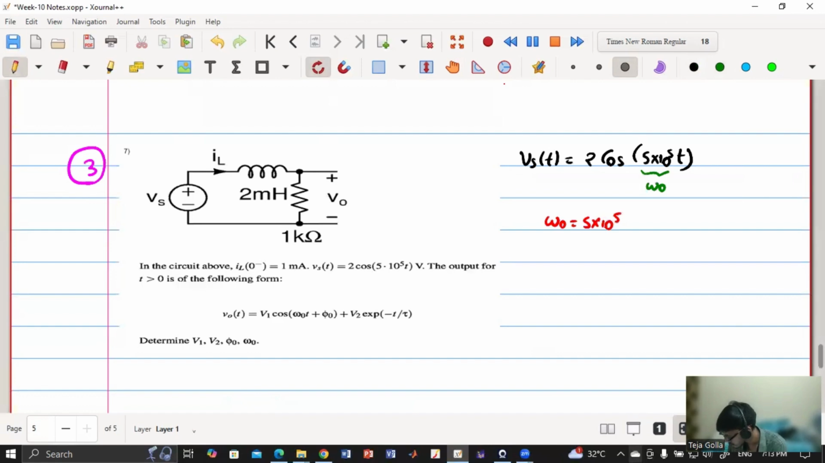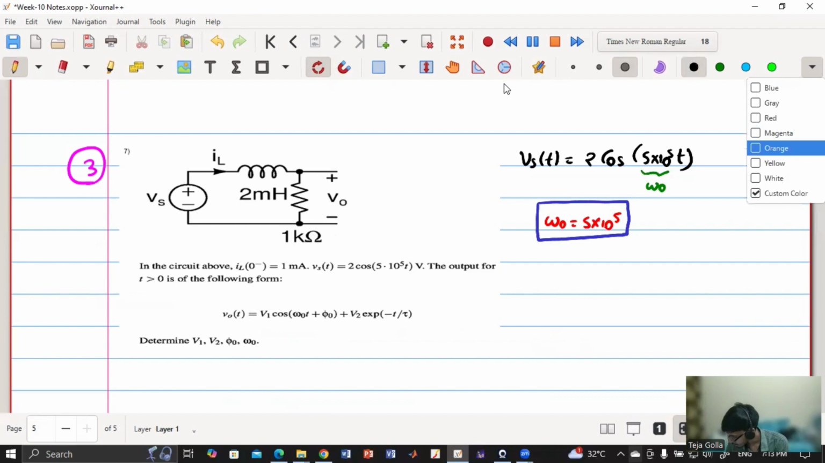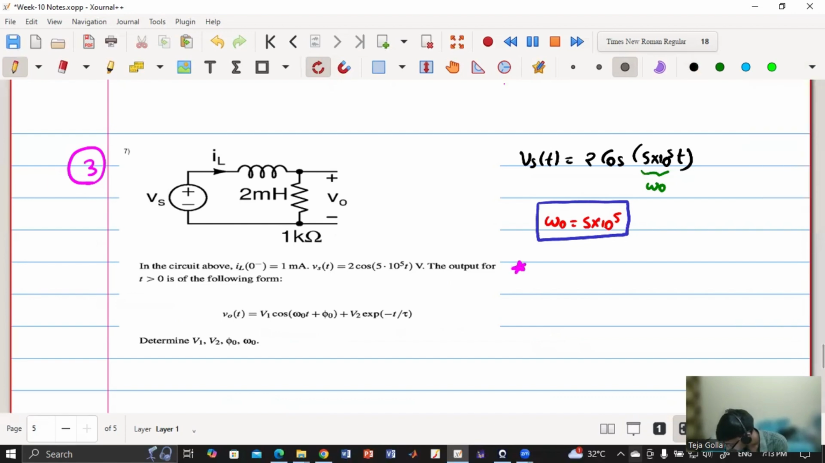Because it is a linear circuit, whatever frequency the input has, the output will also have the same frequency, because it will be a scaled version of the input. So the scaling will happen in the magnitude, not in the frequency. Whatever the input frequency component, the output will also have the same frequency component because it is linear. Only the scaling will be done, or there will be some phase difference. So input and output frequency will remain the same. This is one aspect that you can remember.